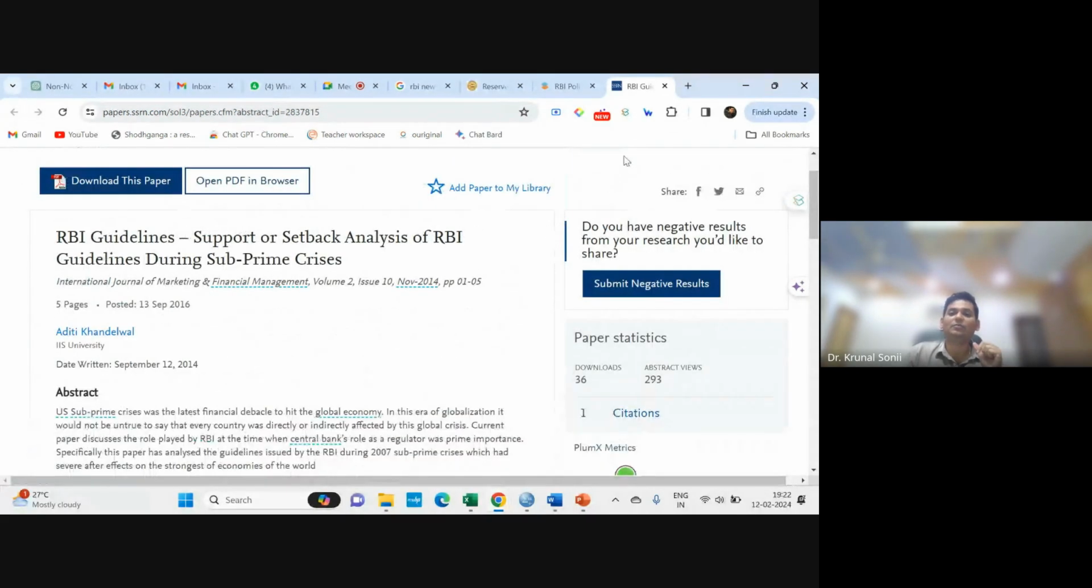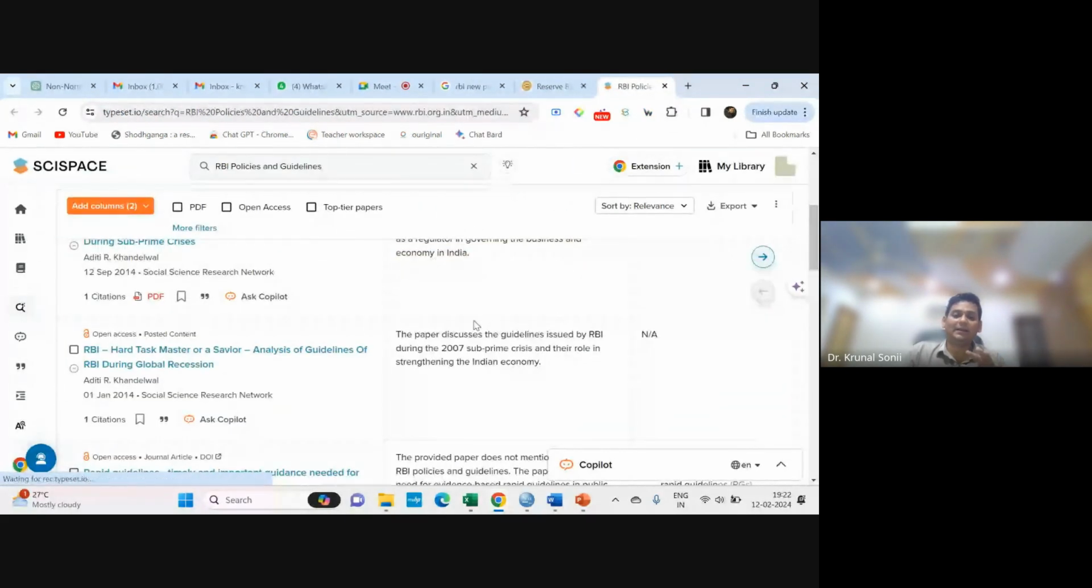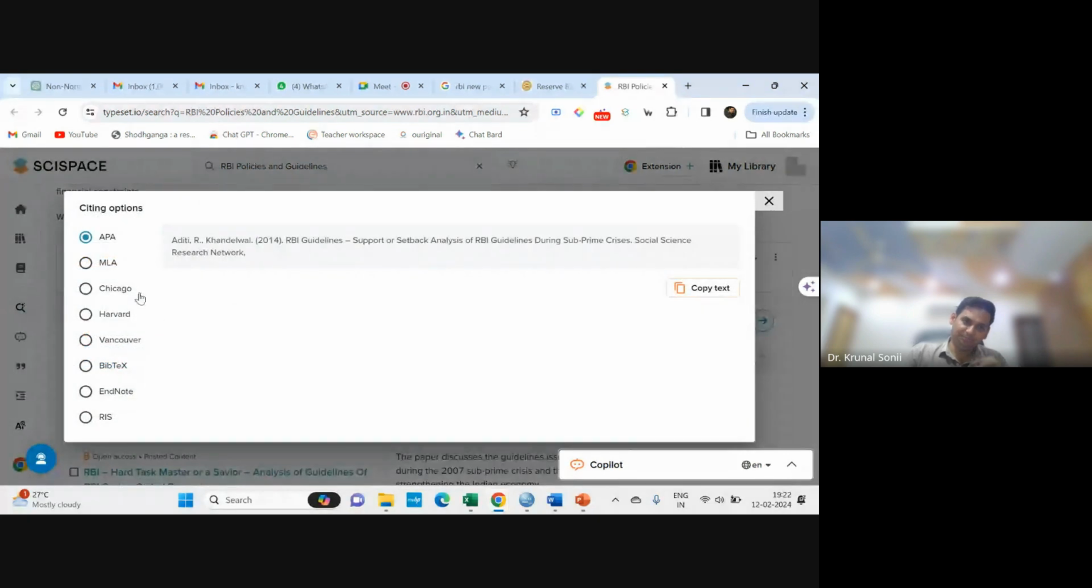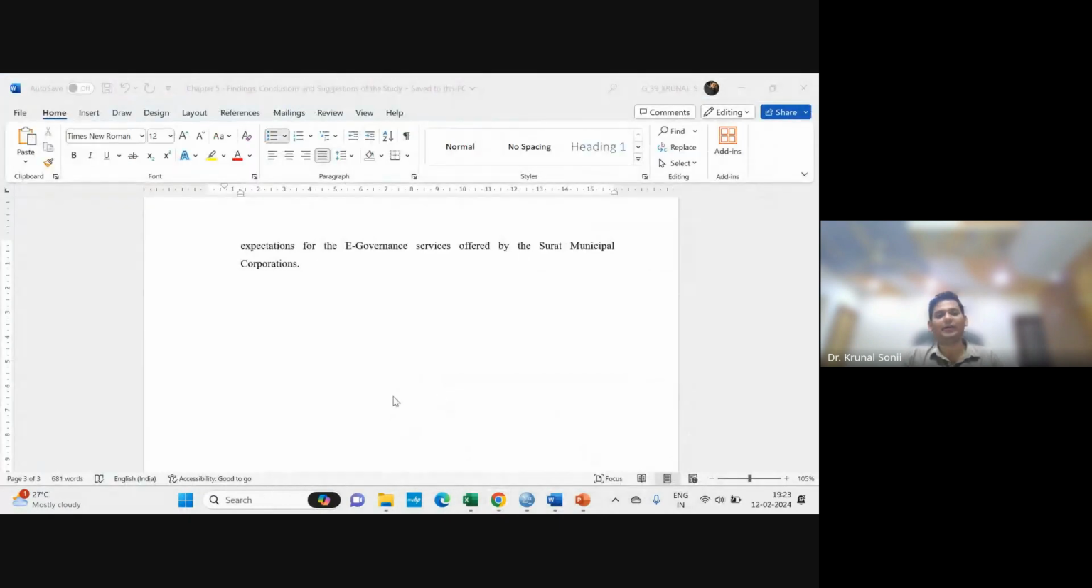Right, so this is Scispace Copilot, right? And here you can see this. If you want to track the citation of your article, you can see this. These are the multiple citation options also available over here, right? So you can pick up those citation options also as a part of your citation, right? So basically we prefer APA citation, so you can copy the text and paste it in a Word file also here.